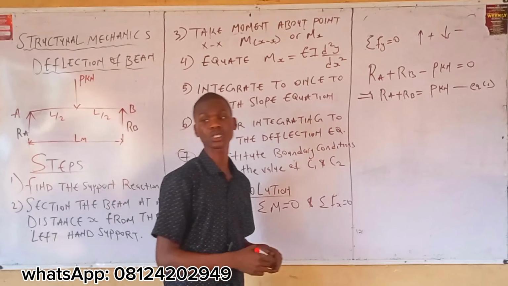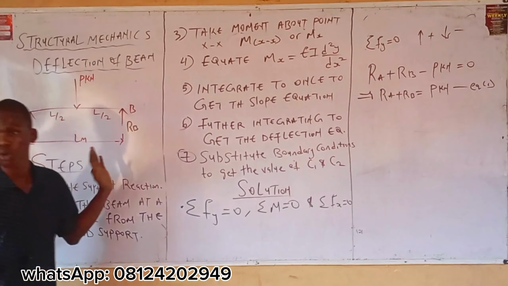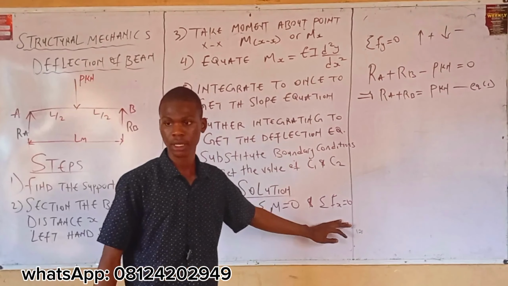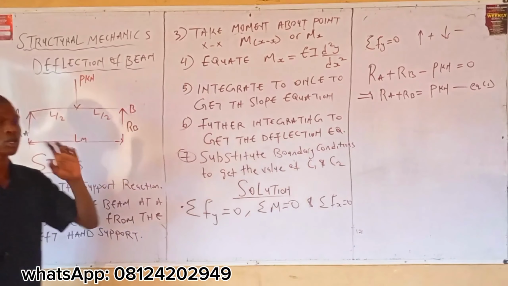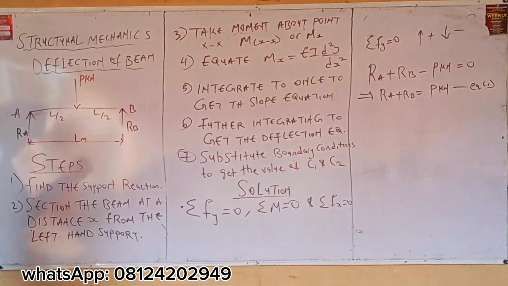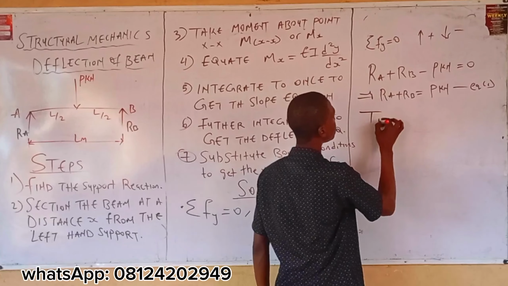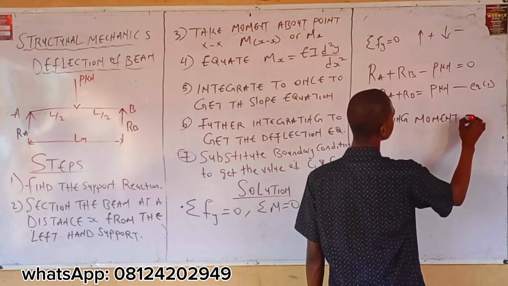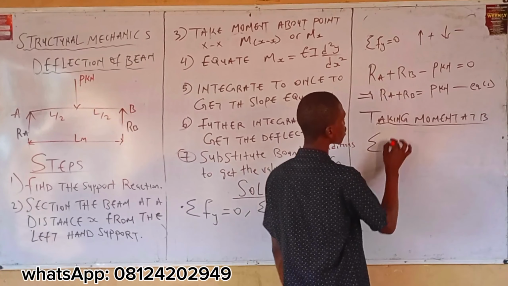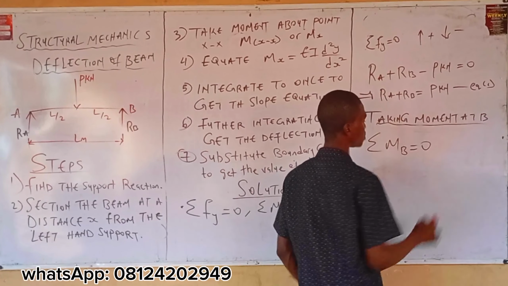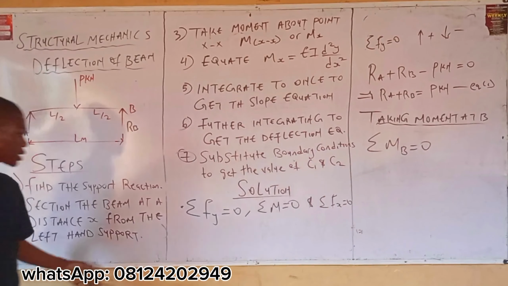Now, do we have any horizontal force? No. So you are not applying this one. The next one is summation of moment about any point equals 0. Where should we take our moment? At B. So taking moment at B, meaning summation of moments at B equals 0. I want us to do this together.